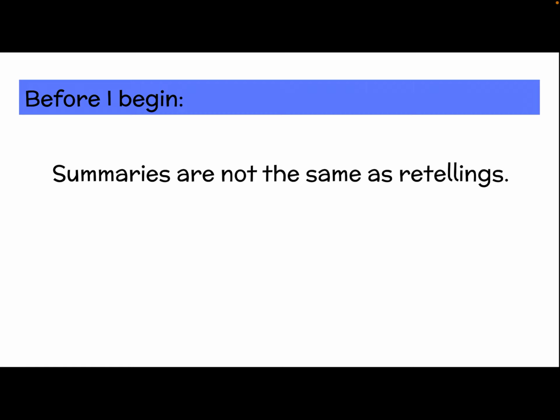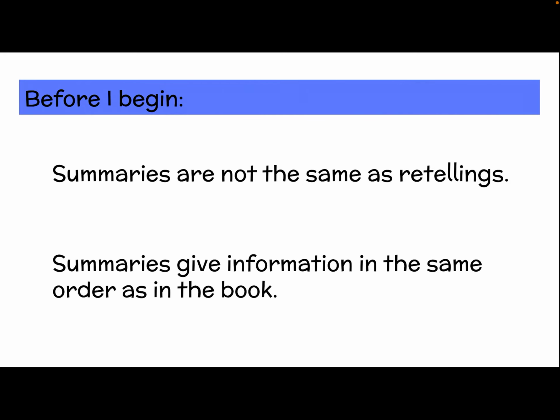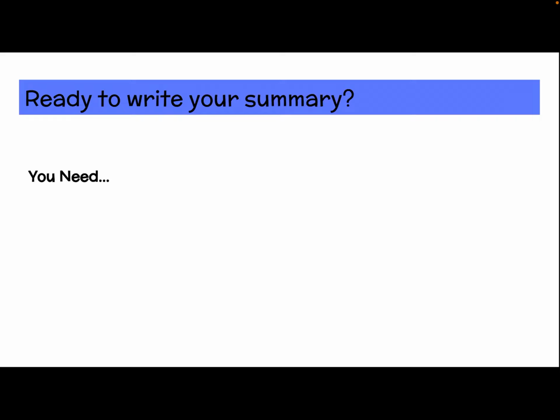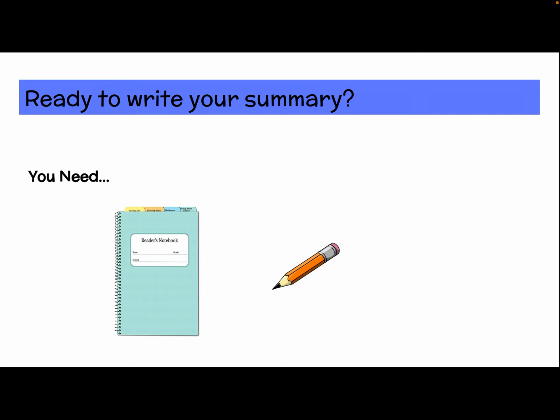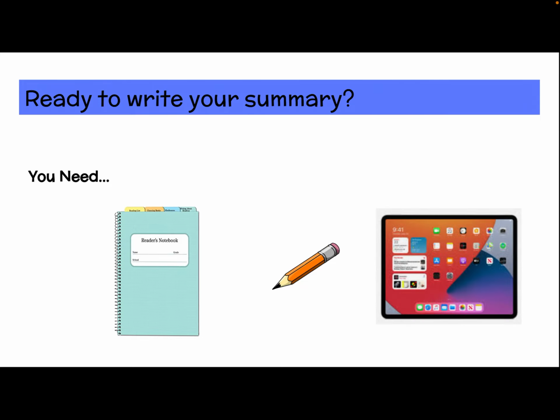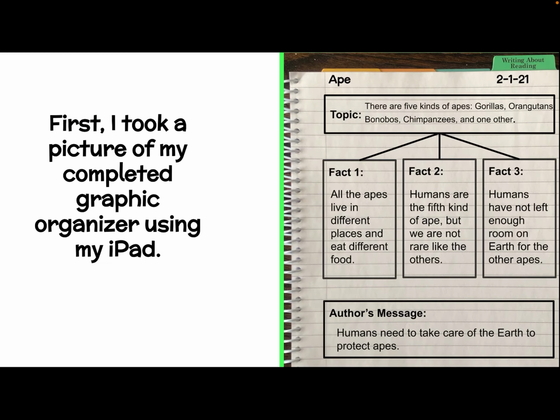Summaries give only the most important ideas and information from a book, but not every detail like you would in a retelling. Also, summaries give information in the same order as the information appears in the book. Are you ready to write your summary? Here's what you'll need. You'll need your reader's notebook and a pencil, and also your iPad.